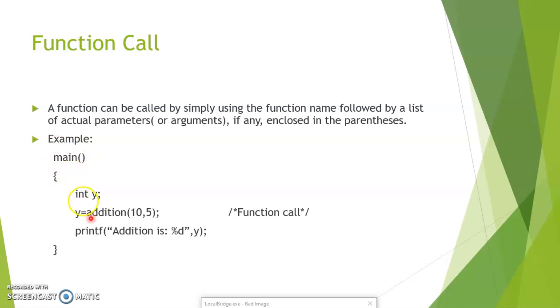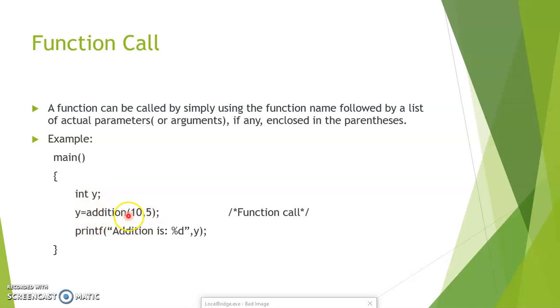Okay, this is an example. We have already defined the addition function. Now in main, I am going to call this addition function. What is the addition function returning? The addition of two numbers. It is returning a value, so you have to store it somewhere. So I am storing the result in y.